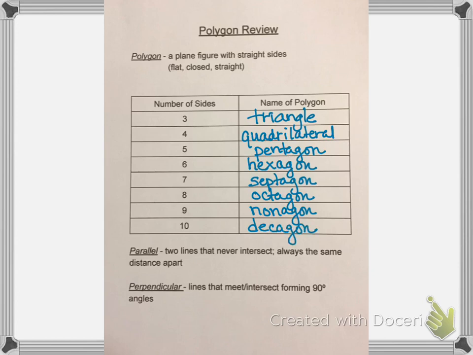Two other terms that you should be familiar with when we're talking about polygons are parallel and perpendicular. Parallel is when two lines never intersect. They always are the same distance apart. And the symbol for parallel is two lines, one next to the other, but not touching, an equal distance apart. Perpendicular means that lines meet or intersect, forming 90-degree angles. And the symbol for perpendicular looks like this. Two lines intersecting or meeting, forming 90 degrees.